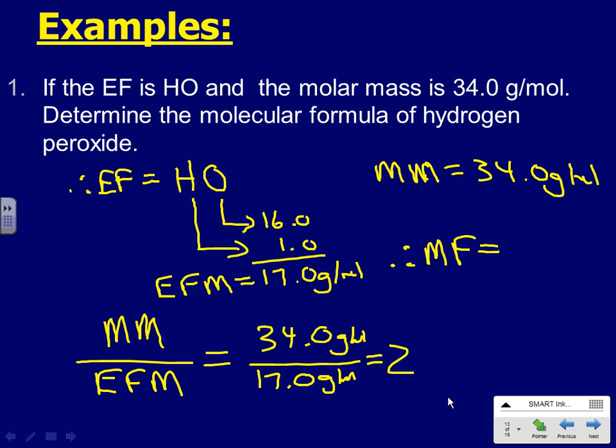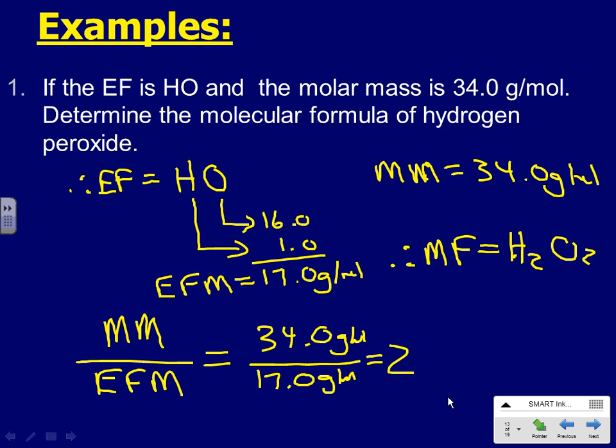Yep, Jennifer? H2O2. H2O2. That's a pretty simple step. When we're given the molecular mass, we're going to figure out the mass of the empirical formula. We're going to find the ratio. Whatever that is, we're going to multiply the empirical formula by, and we're going to have the molecule.